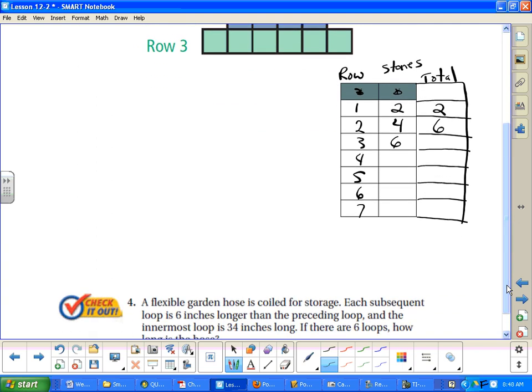So this would be 12, 20, 30, 42. Okay. And do that until I get to where I've used up the 144, right?